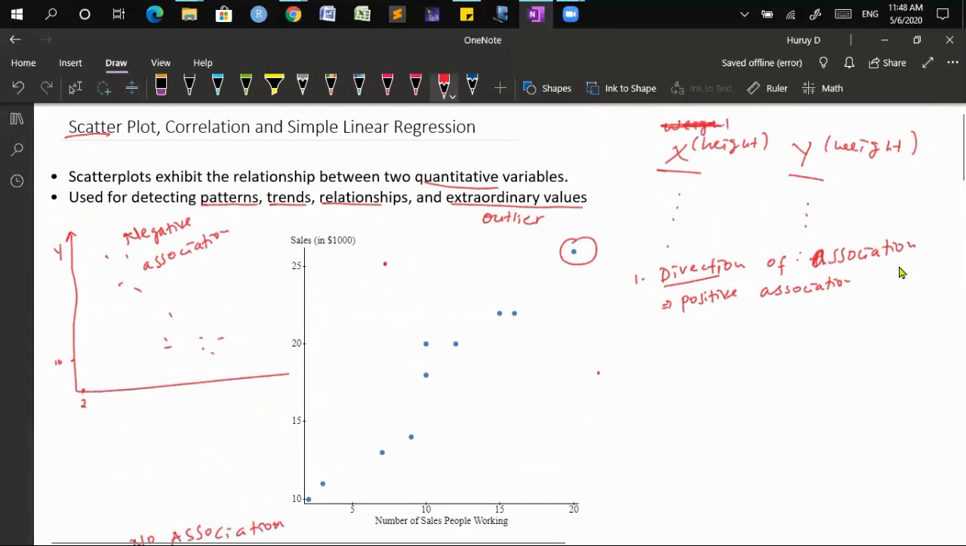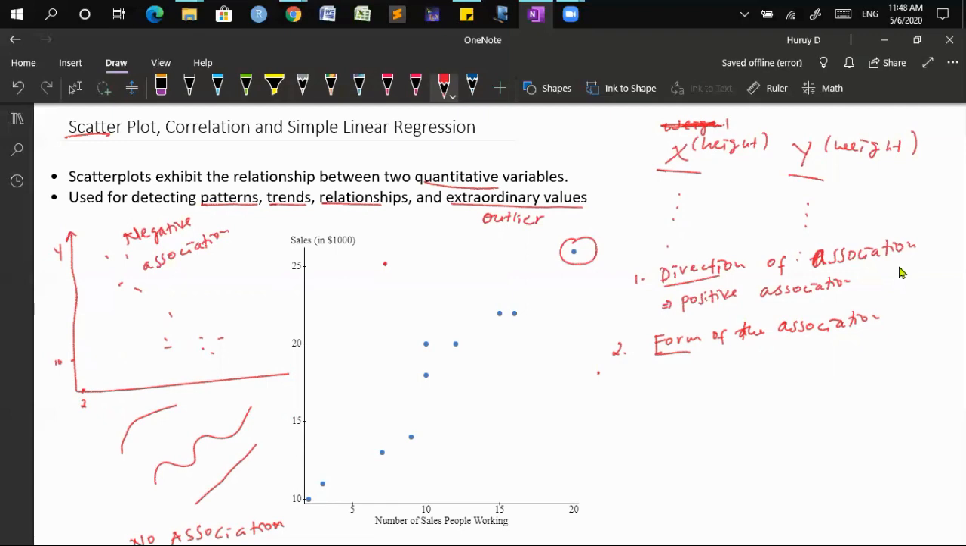And the second information that we can get from here is the form of the association. Can we approximate this one using a straight line? Is it a linear association? That's what we mean by form. Or is it nonlinear? Because we can have a curved one, we can have a broken line kind of like this, or we can have a straight line.